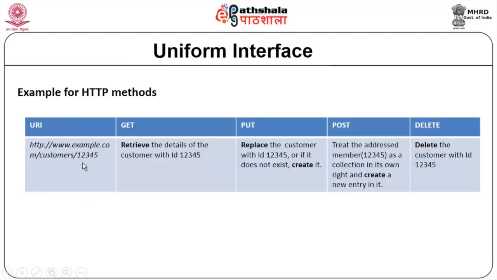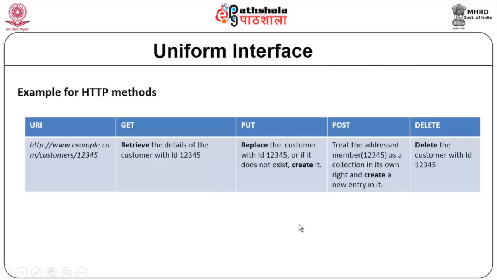So, we look at the first part, which is the URI. As we said, this is a uniform resource identifier which identifies the specific resource appropriately. Then we have the GET method, which retrieves the specific data for a specific customer having a specific ID. Then if we want to replace the data with something, PUT is used for replacing the data. If that data does not exist, then PUT will create new data.